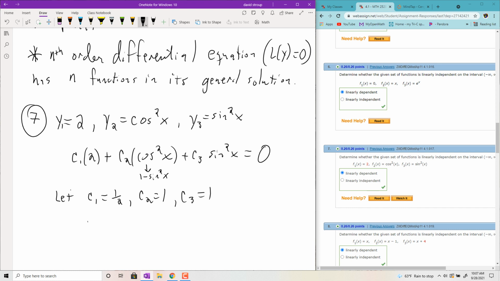So in that case, you would get 1 plus, replacing cosine squared with 1 minus sine squared, like that, and then plus sine squared. And yeah, see, you got that. Whoops. How about a minus 1/2? There we go. Yeah, so that would be 0. So that implies that they're not independent. Okay, they're not good. So I'll say they're linearly dependent.